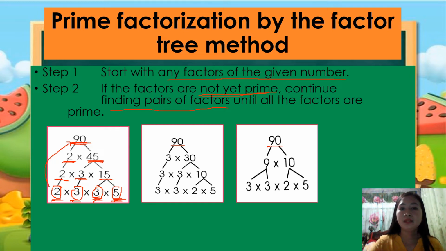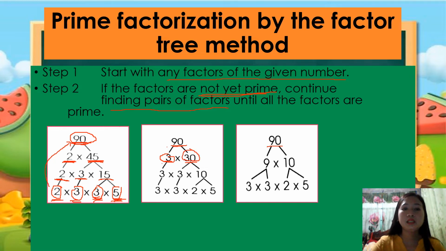Let us now move to our second example. We have here also the given number 90, same as our first given number. As you notice, we have here the factors 3 and 30. When you multiply 3 by 30, the product is 90. So, the factors of 90 are 3 and 30.